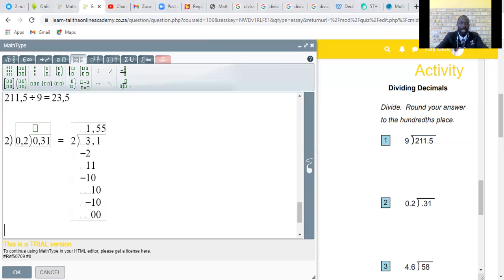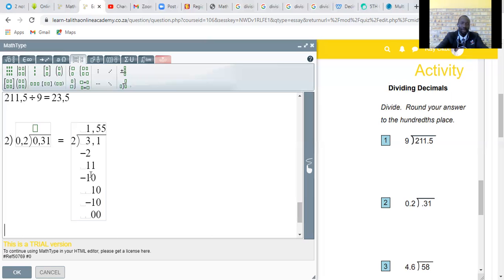Now we want to find out how many times 2 will go into 3. 2 will go into 3 once. So we put it here. Now 1 times 2 is 2. So we subtract. That is 3 minus 2 is 1. Now, how many times will 2 go into 1? 2 will go into 1 0 number of times. And so that means we put a decimal point there. And when we transfer the decimal point there, we pull down this 1 right here, so that we have 11.